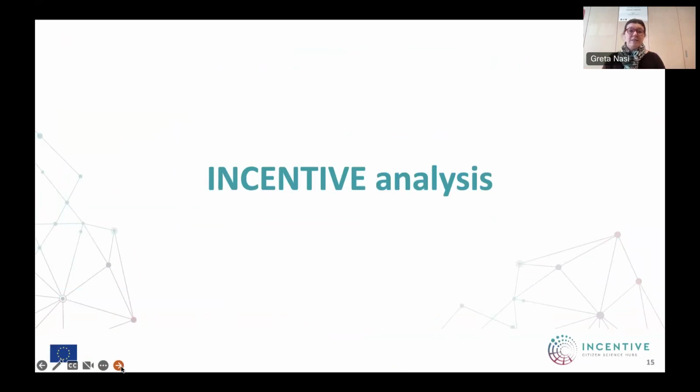What we did with INCENTIVE is carry out an assessment that for the first time asks citizens of four different states across Europe, states that are also represented by the partners of the INCENTIVE project and in which citizen science hubs have been established, to get a perspective from the general community, representative of the general population and not just of people that take part in citizen science hubs, on what would stimulate their participation in citizen science initiatives.